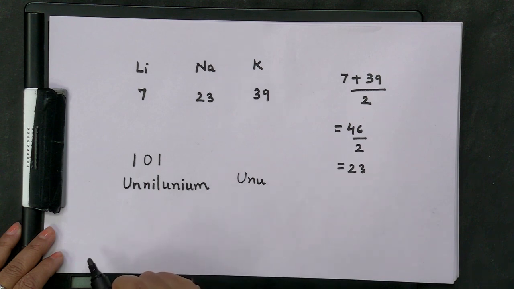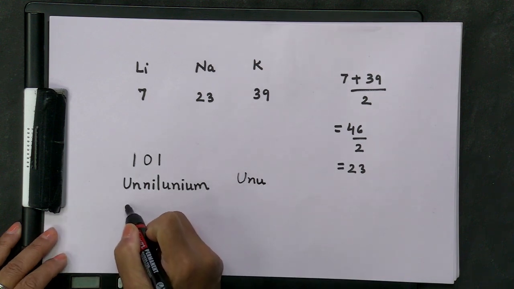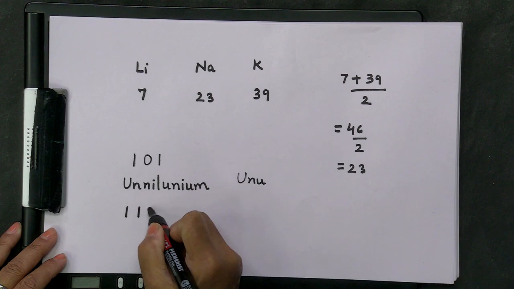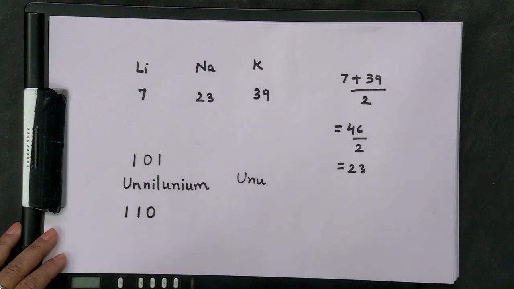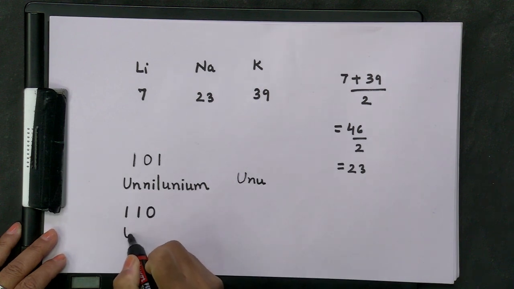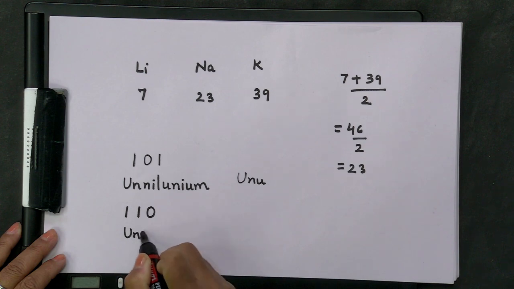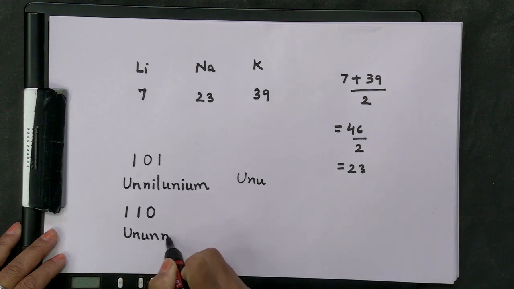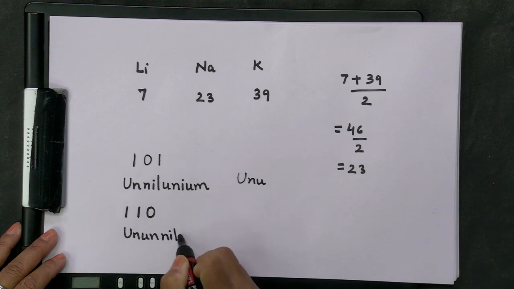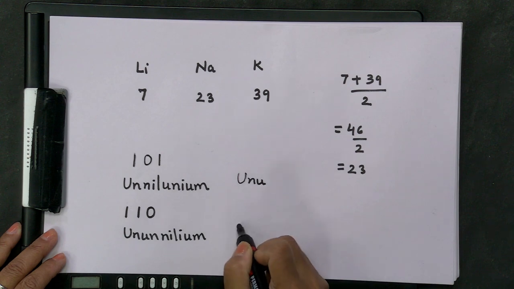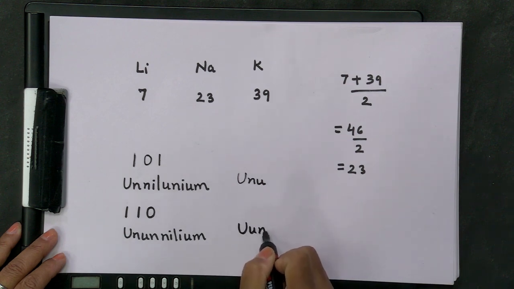So if the atomic number is 110, what will be the name? Un, then again un, one is un, and zero is nil. So N, I, L, and then we add i, u, and m. So what will be the symbol? U, U, and N. Clear?